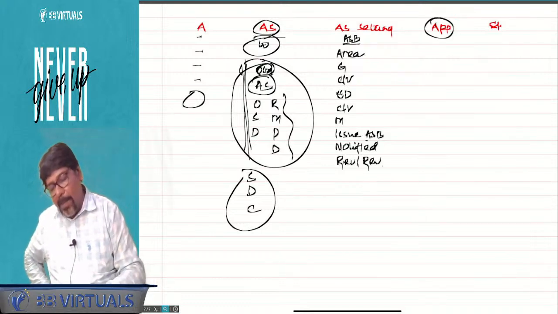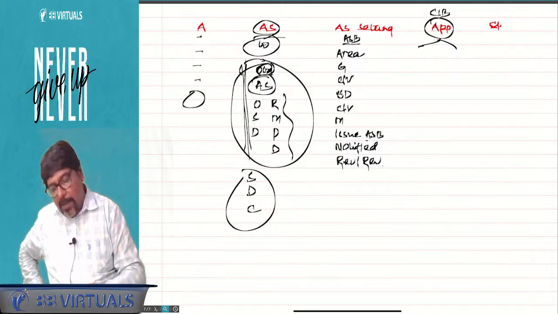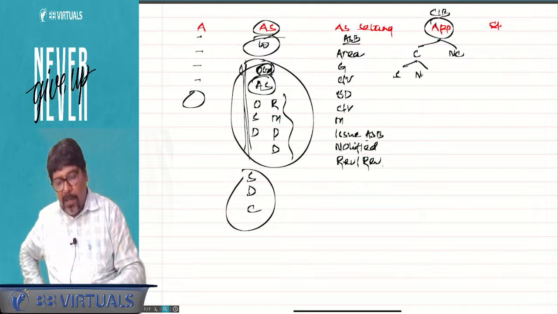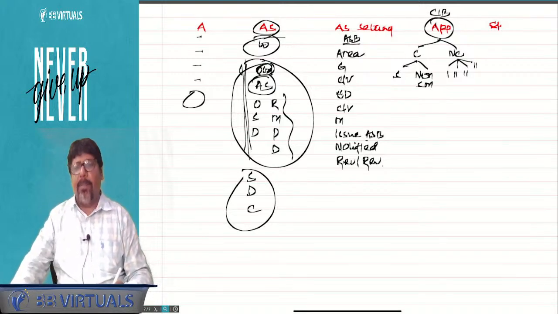Understood? AS applicability. It is applicable to all the organizations that are into commercial, industrial and business activities. In applicability, corporate and non-corporate. In corporate, SMC and non-SMC. And in non-corporate, 4 levels: 1, 2, 3, 4. Correct? Yes or no? Now chartered.